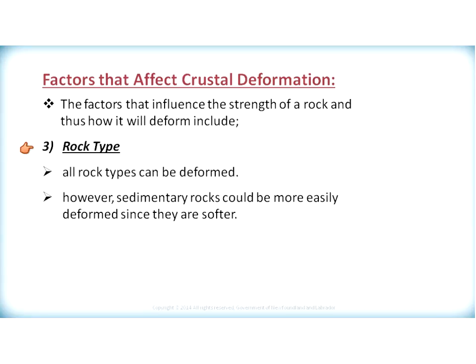The third factor that influences crustal deformation is the rock type. All rock types can be deformed. However, sedimentary rocks could be more easily deformed since they are softer. So metamorphic and igneous rocks tend to be a little harder and may undergo a different type of deformation than sedimentary rock. So sedimentary rock is a softer rock and is more easily deformed.